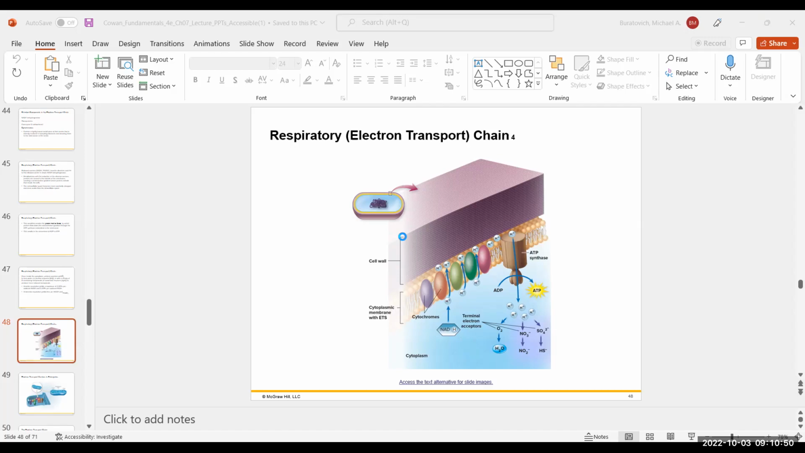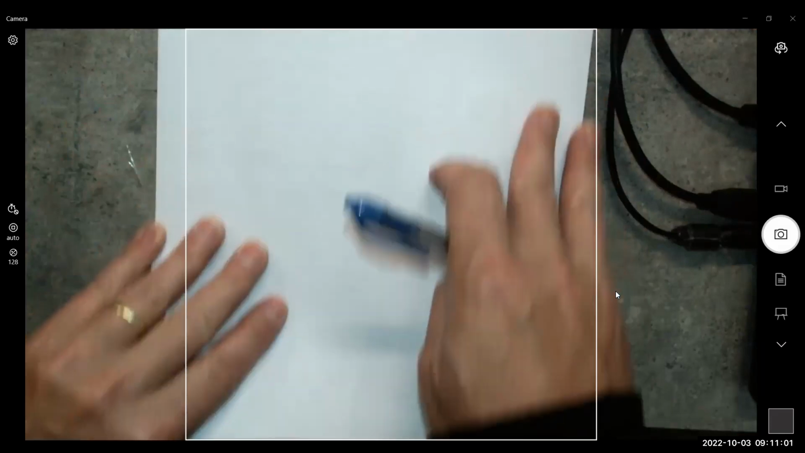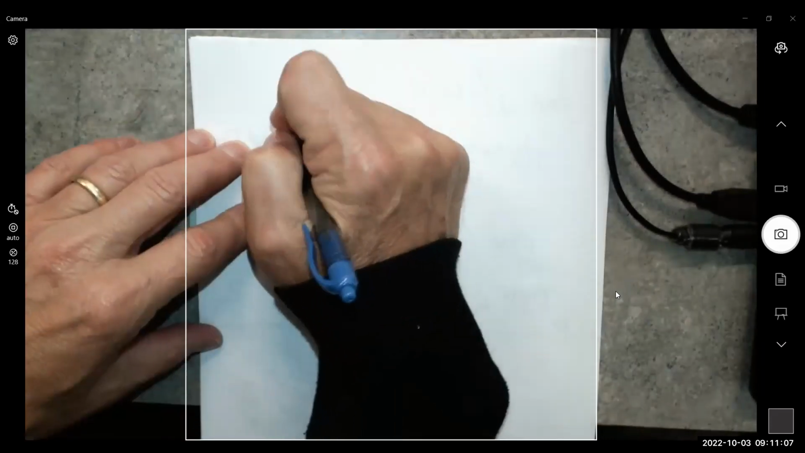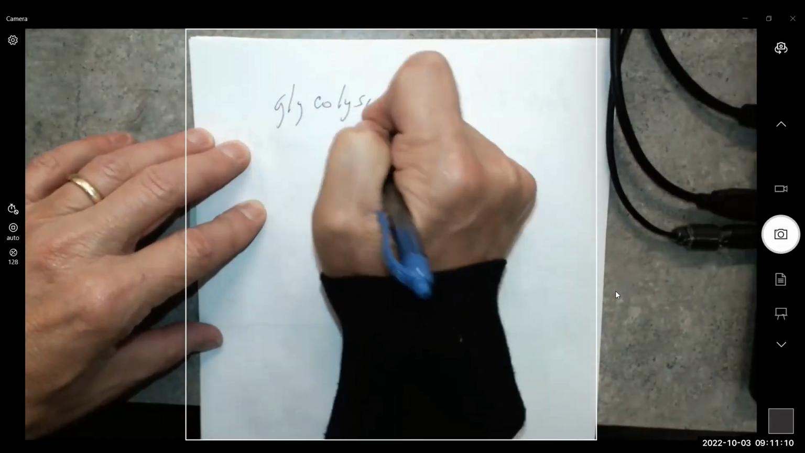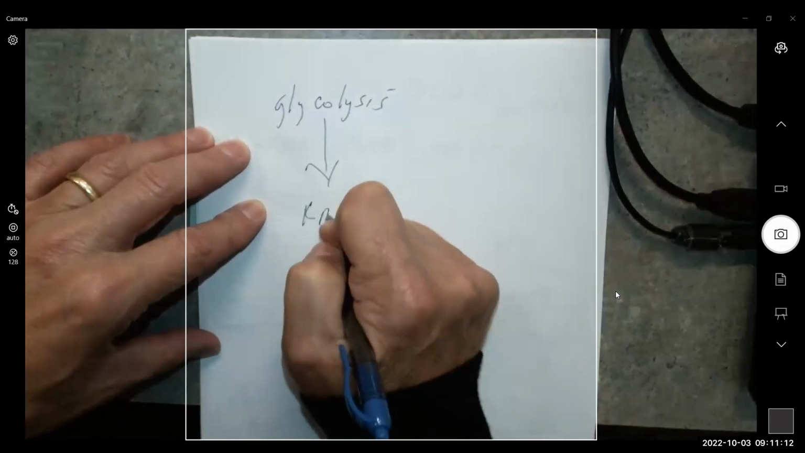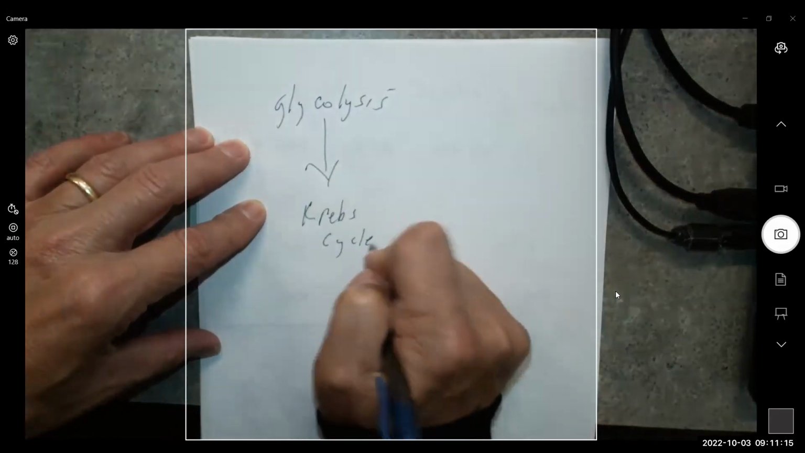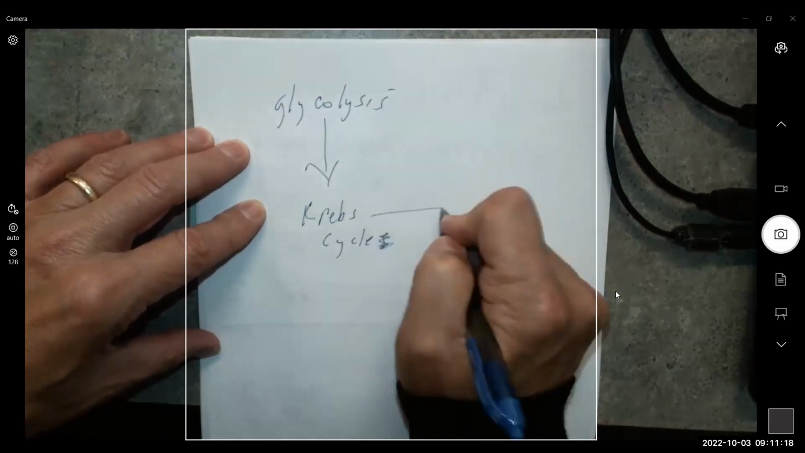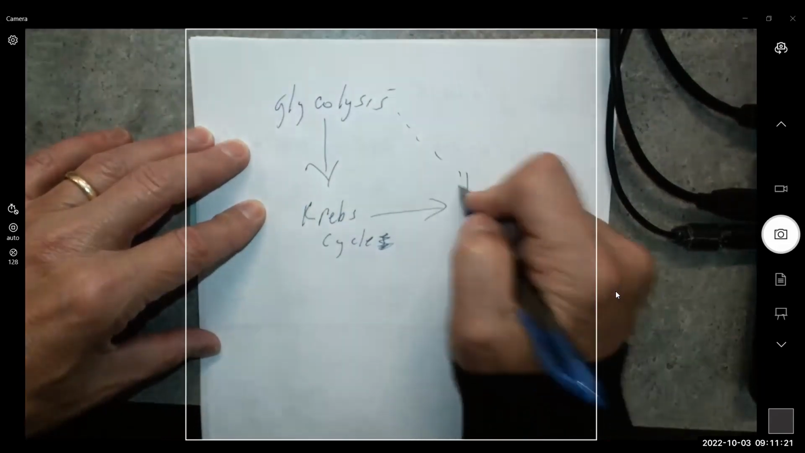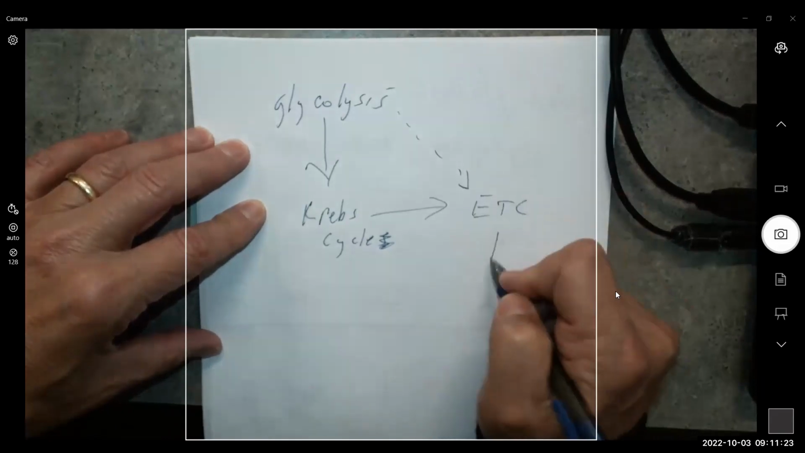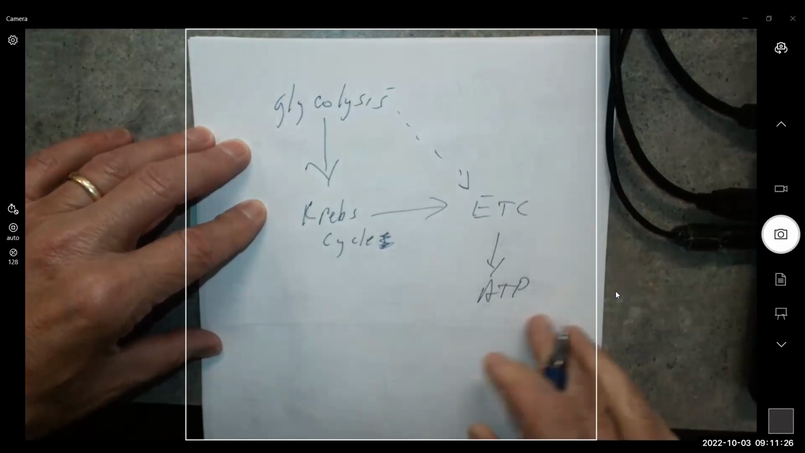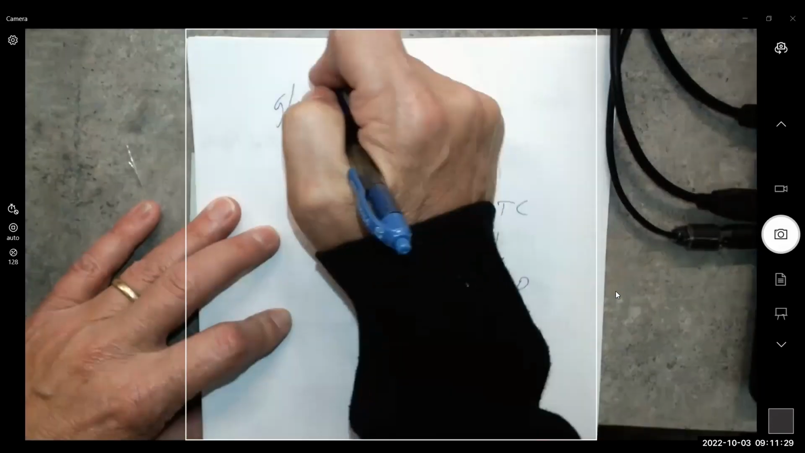Let's go back to our makeshift table here. Here's our blackboard. So we have glycolysis. Glycolysis feeds to the Krebs cycle, and both of these feed to the electron transport chain, which makes ATP. That's for glucose.